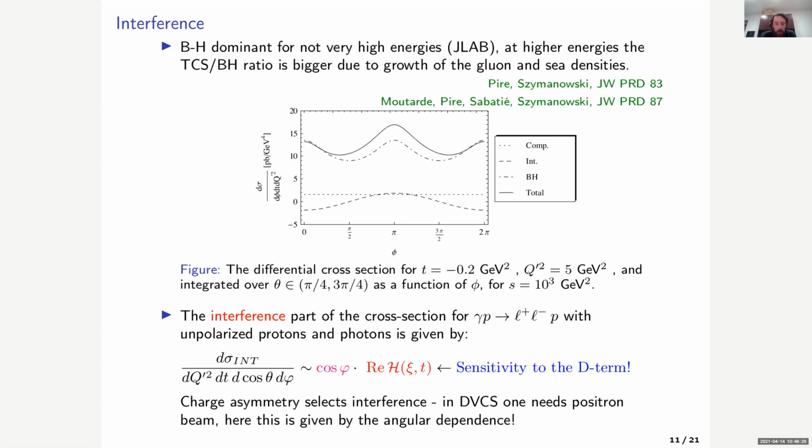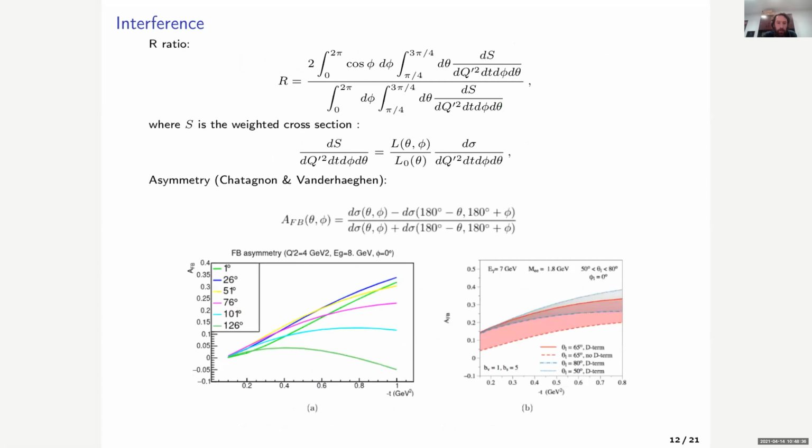And here in TCS, you can use the asymmetry between the outgoing lepton and anti-lepton, and there were some observables defined just for that purpose. For example, this R ratio, which is just a cosine phi moment of the weighted cross section, was the observable sensitive to the real part of H. But it's also quite difficult because you have to have a very big acceptance. You have to measure your phi from 0 to pi, basically.